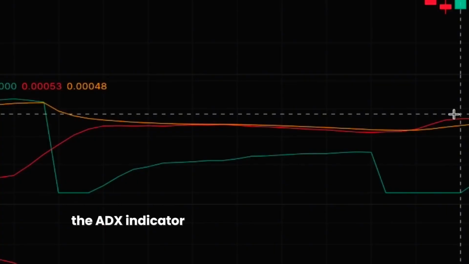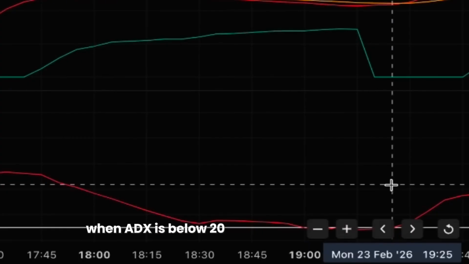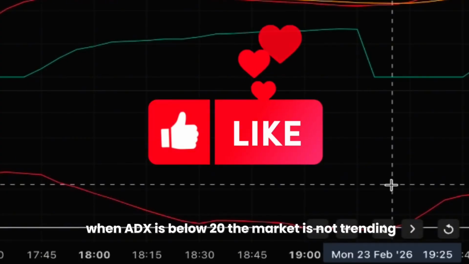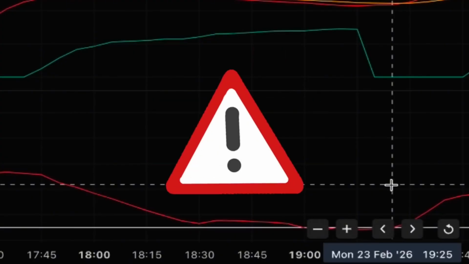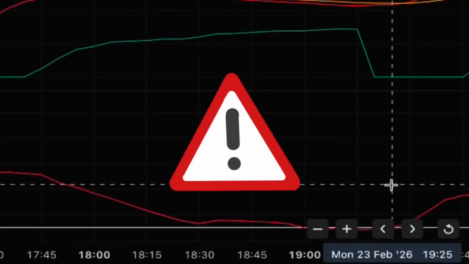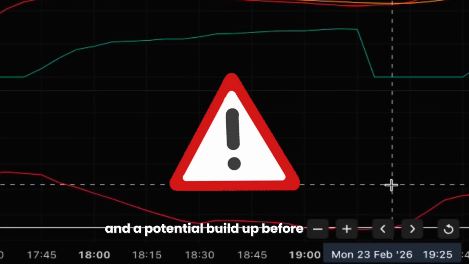The ADX indicator, on the other hand, measures trend strength but does not indicate direction. When ADX is below 20, the market is not trending. When above 20, a trend is present in either direction. In this setup, however, we lower the benchmark to 10. When ADX falls below 10, it shows extremely low volatility and a potential build-up before a breakout.